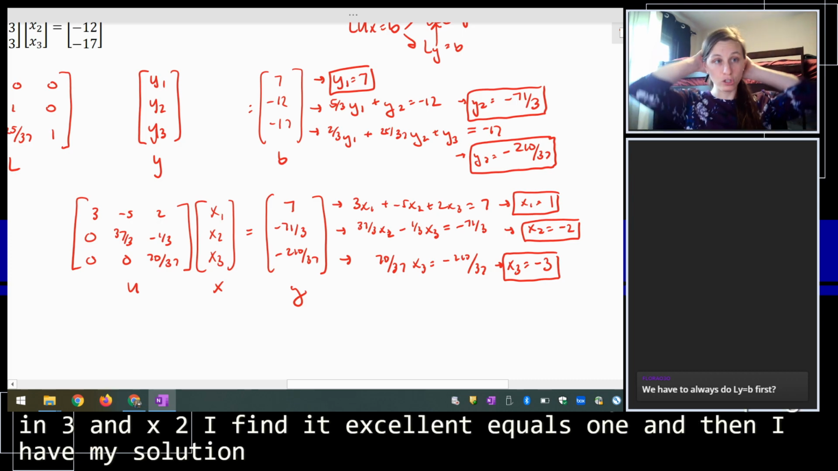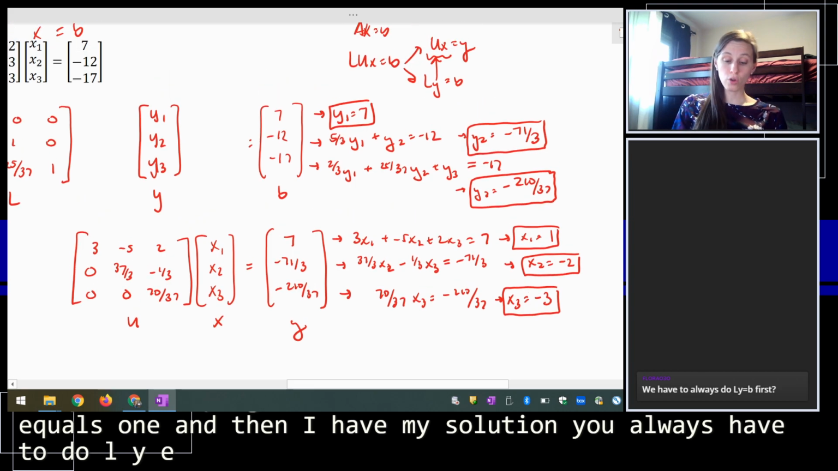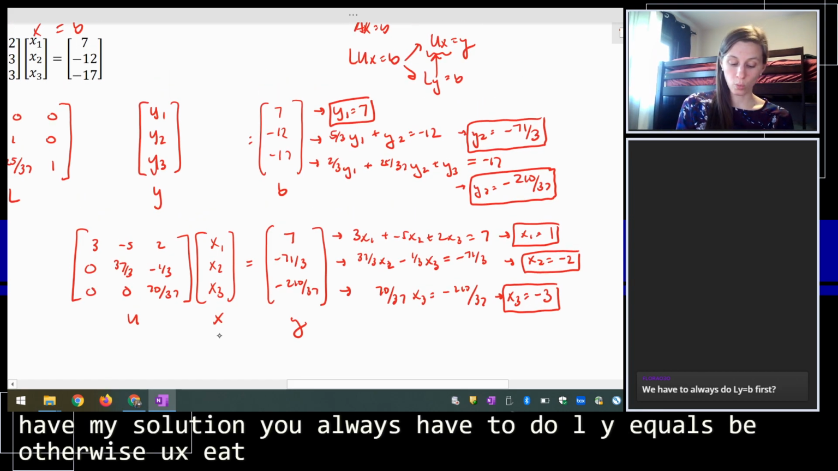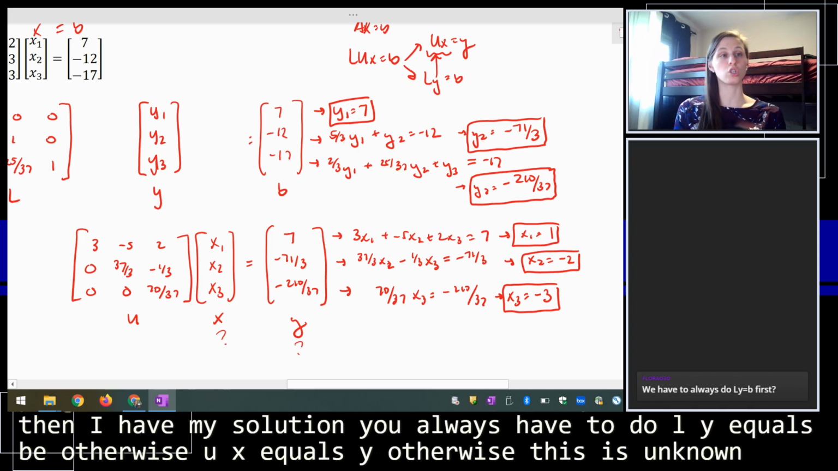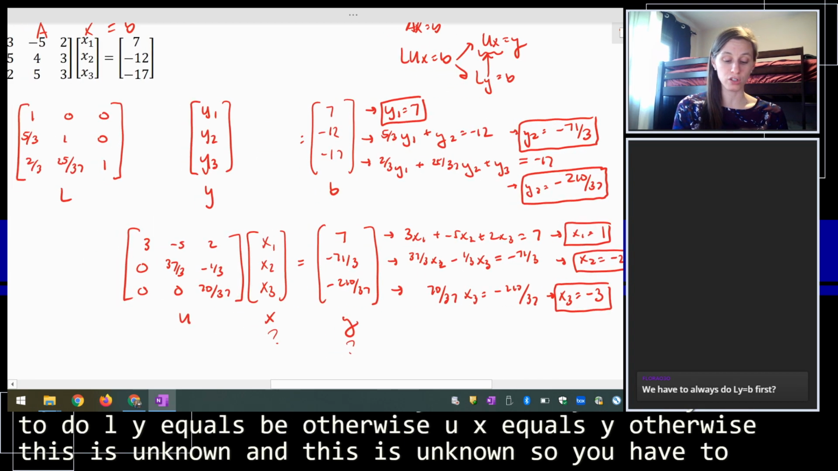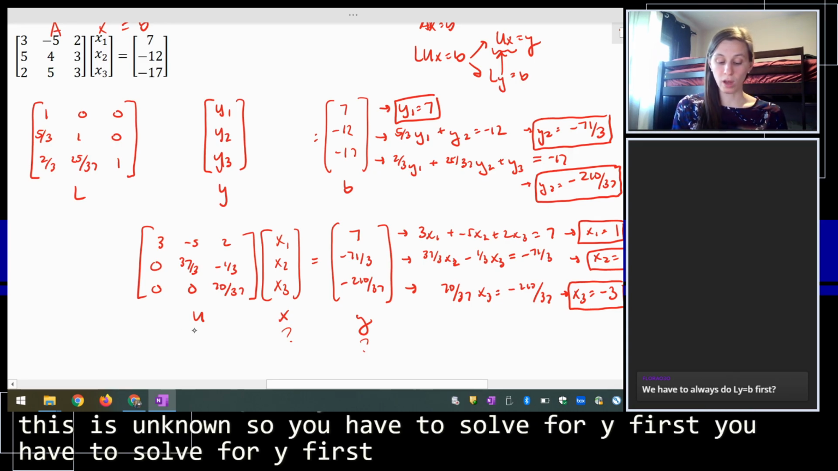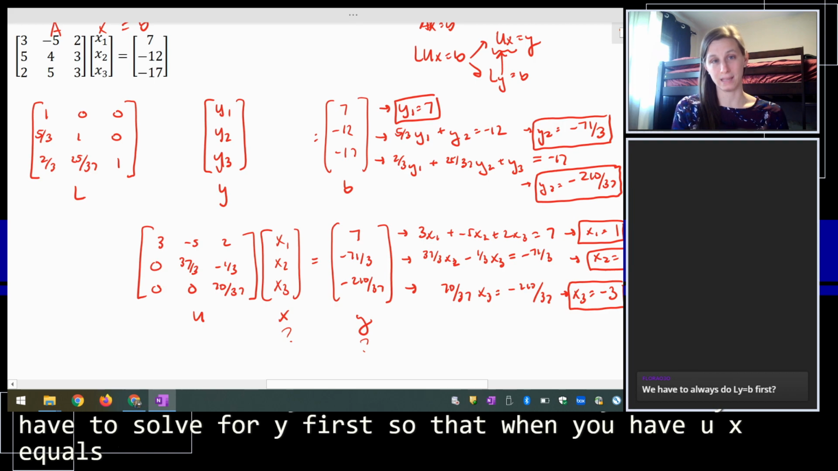You always have to do LY equals B. Otherwise, in UX equals Y, this is unknown and this is unknown. So you have to solve for Y first, so that when you have UX equals Y, you know what Y is.